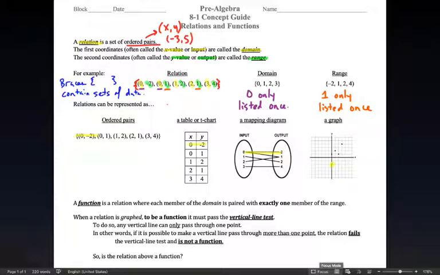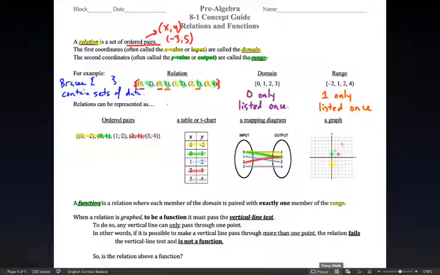So my yellow markings here, this is where (0, 2) is represented in every single one of those. (0, 1), I've marked in green, (1, 2) in blue, (2, 1) there in red, and then (3, 4) there in the purple. So all 4 of these represent the same set of data, the same relation, the same set of ordered pairs. Okay? That's what a relation basically is.